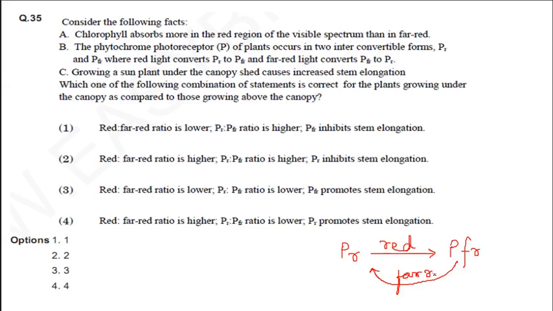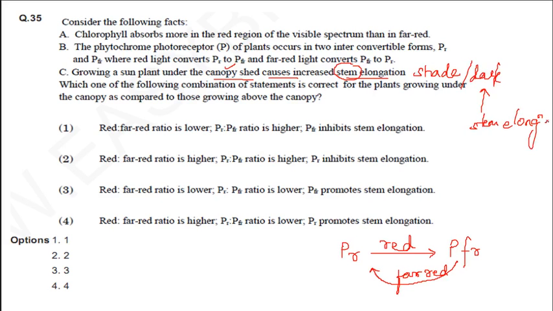Growing of a sun plant under the canopy shade causes increased stem elongation. Now, in the previous question in today's section only, we discussed that in the dark there is stem elongation. Here it's saying that when the plants are grown under canopy, they are grown under shade. They are not getting the proper light, so I can say they are under dark, and under dark there is stem elongation. I told you, gibberellin and phytochromes interact together to elongate the stem. Now, which one of the following combinations of statements is correct for the plants growing under canopy?